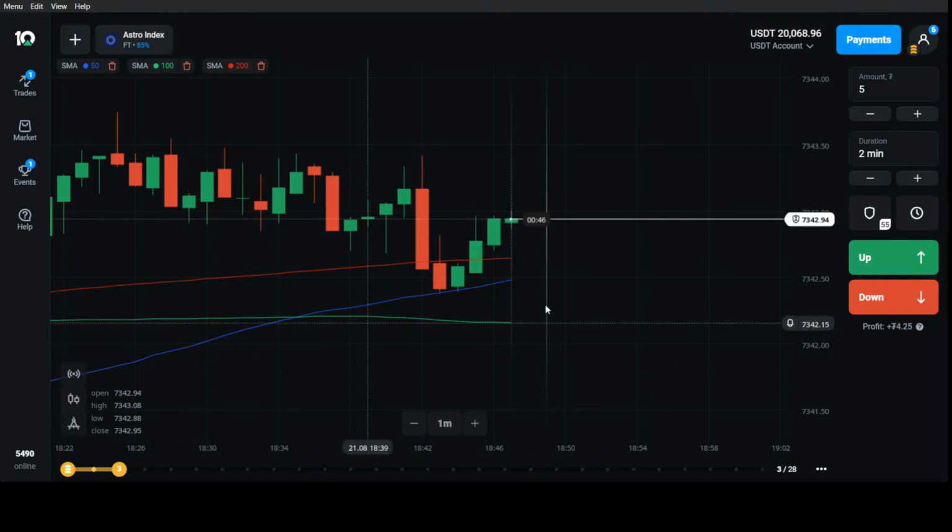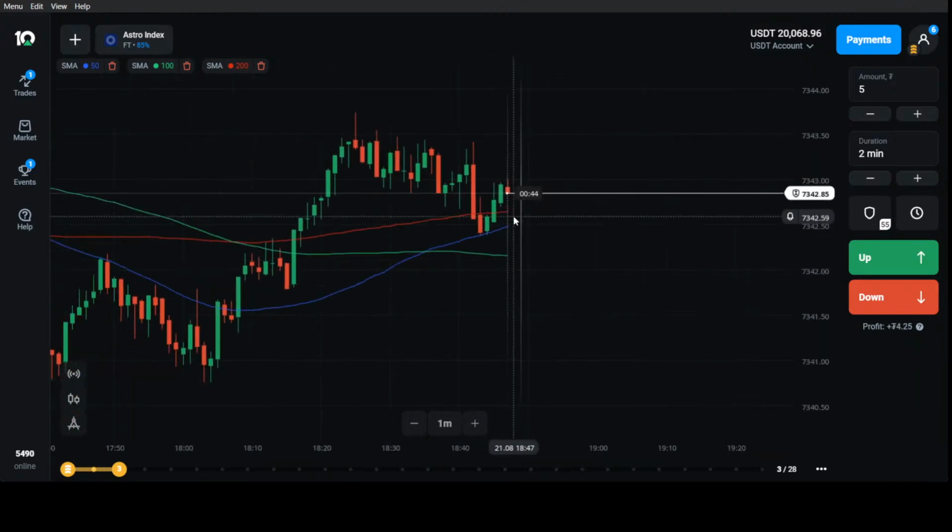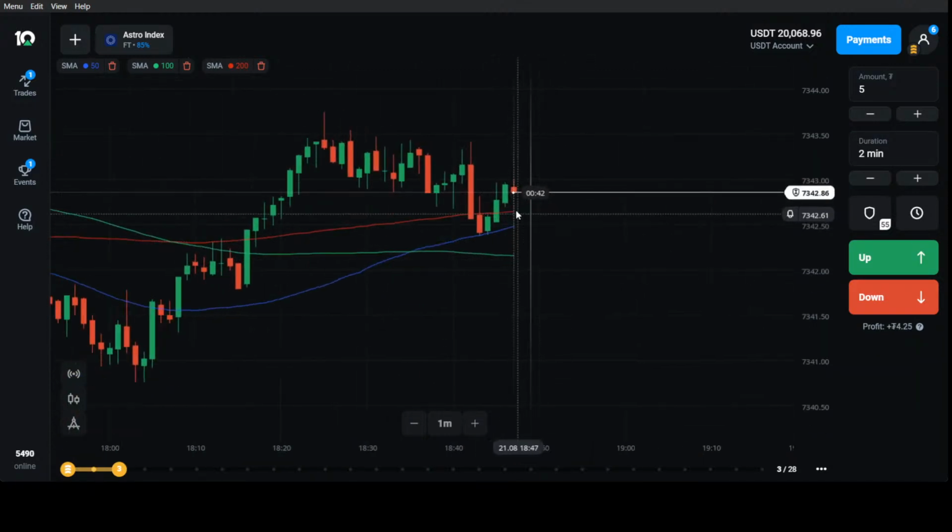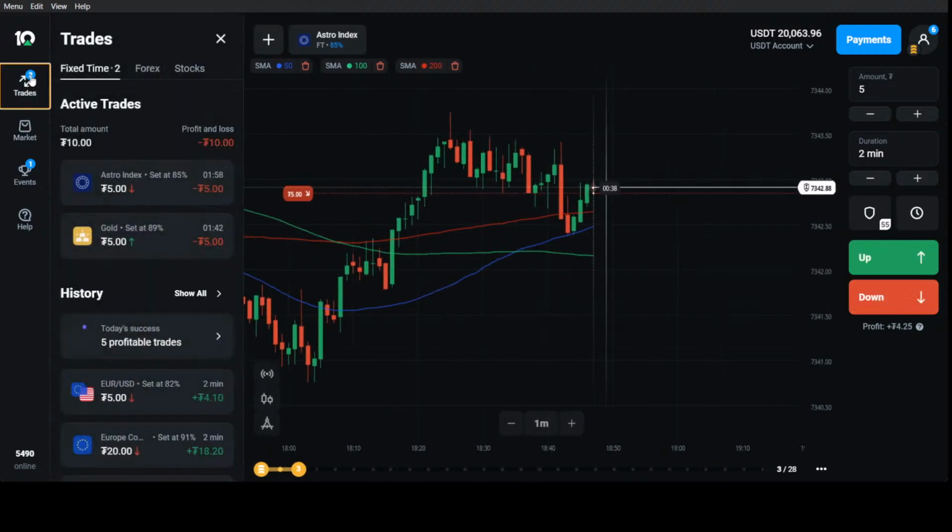Let's see how this goes. Now there is an intersection. Now you see a down trade coming up. You see there is a down signal coming up. I will make a down trade. Let me see how this one is going to go.